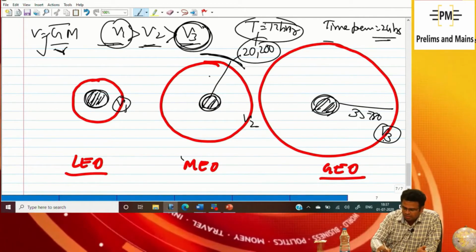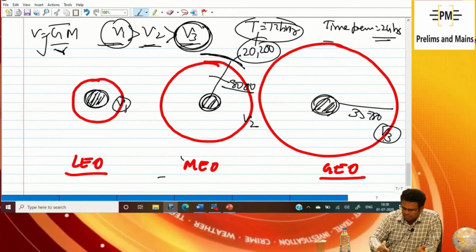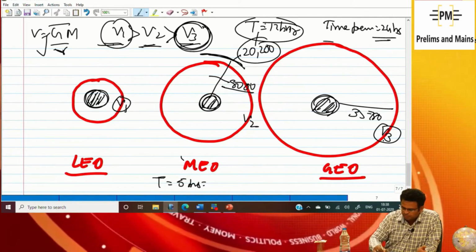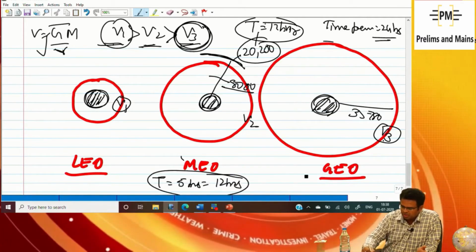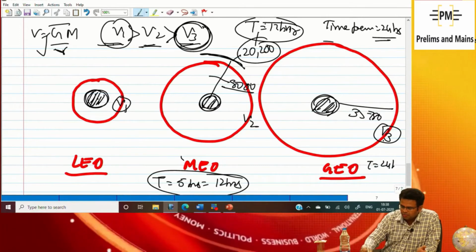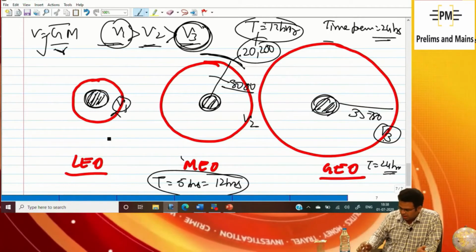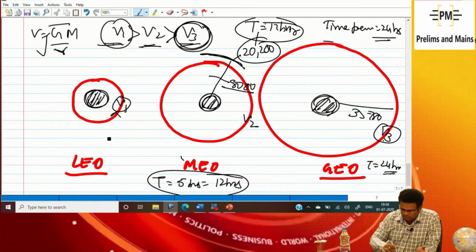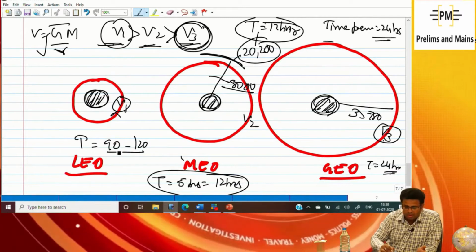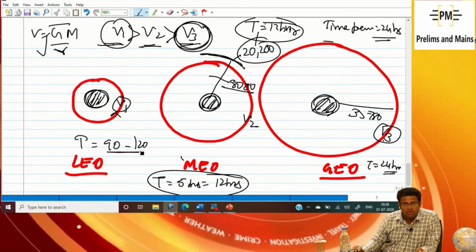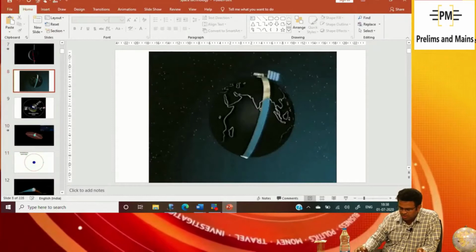But medium Earth orbit starts from 8,000, yes or not? 8,000 to 20,000, perhaps remember. Therefore the time period is from 5 hours to 12 hours, and GEO's time period is 24 hours. Low Earth orbit is moving fastest, with a time period of 90 minutes to 120 minutes, around 1.5 hour to 2 hours, and you can see how much faster they are.